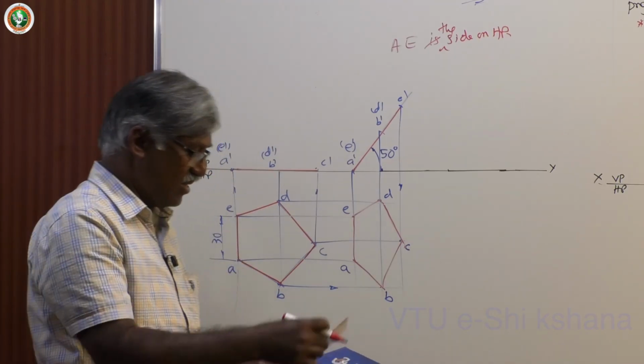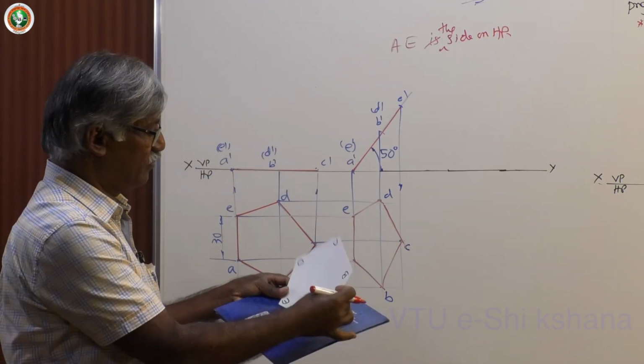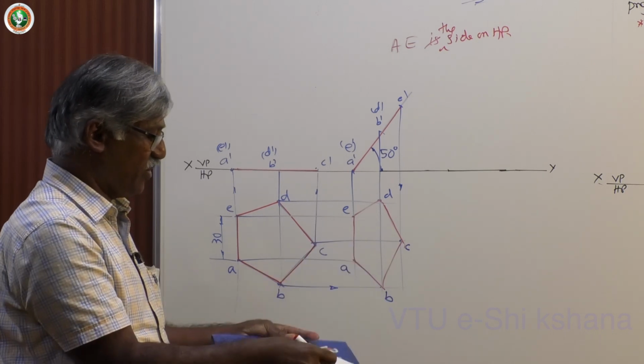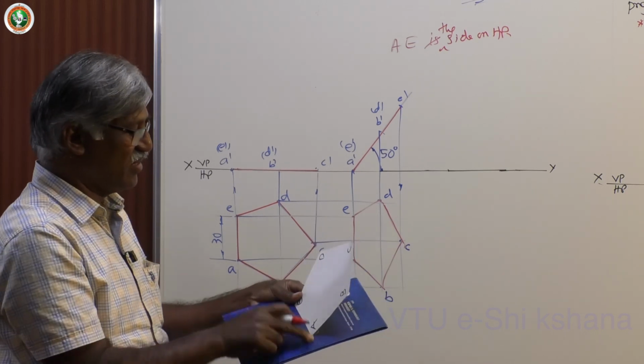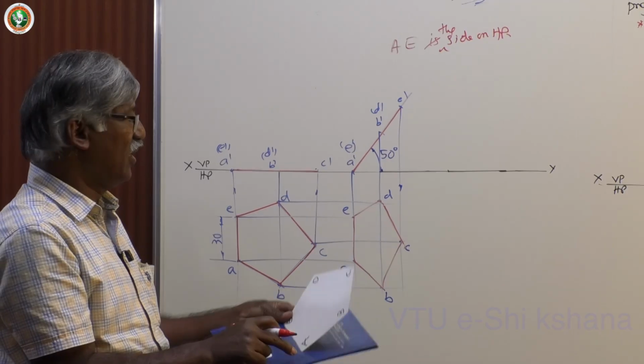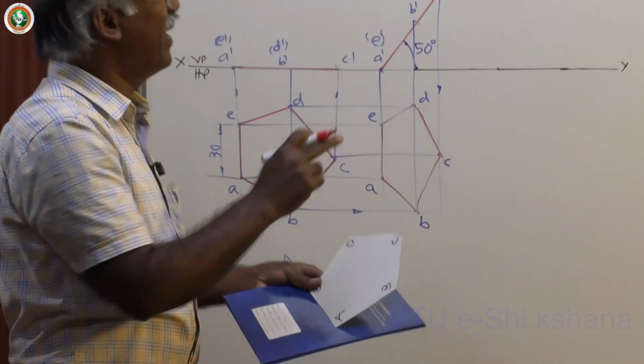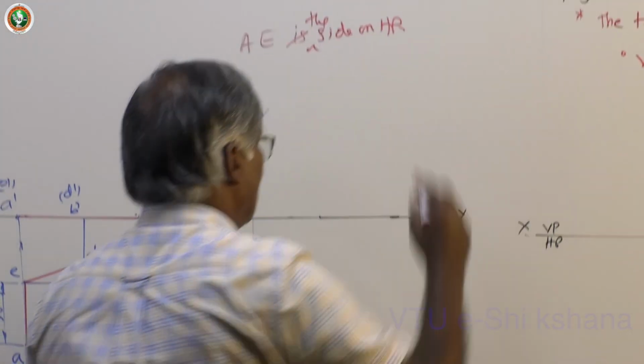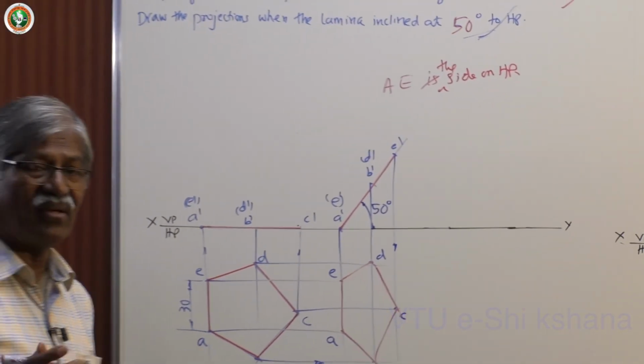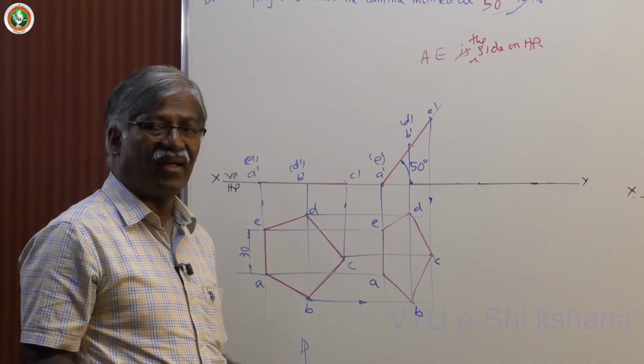Okay, see, AE, named it. AE first position, second position. AE is the side on HP. Okay. Now that is perpendicular to VP right now. I want that 30 degree to VP. So we have done this job in case of rectangle, triangle, square, etc.